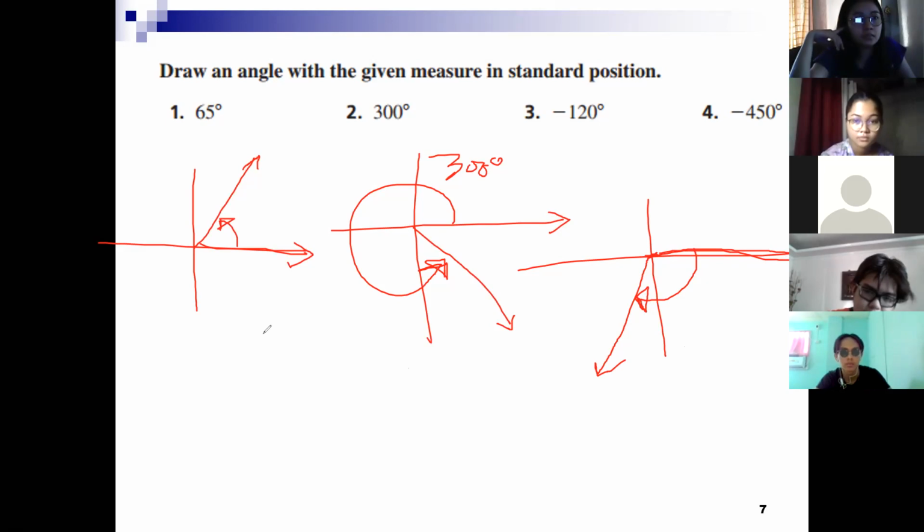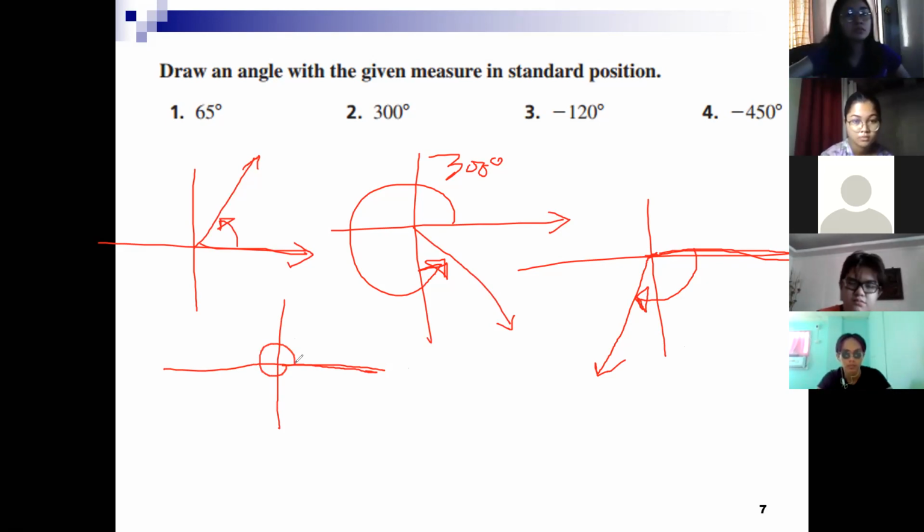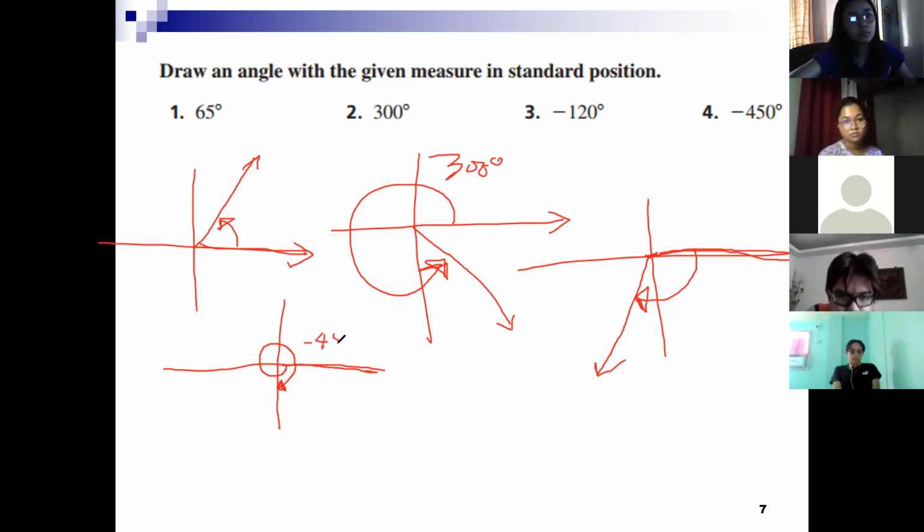And lastly, negative 450 degrees. That is more than 360 degrees. So from the positive abscissa it turns in a clockwise direction because it's negative. This is 360. If you subtract 450 by 360, you'll get 90 degrees, right? So therefore, negative 450 degrees is due south, which is this one. So this is how you're going to draw standard angles.